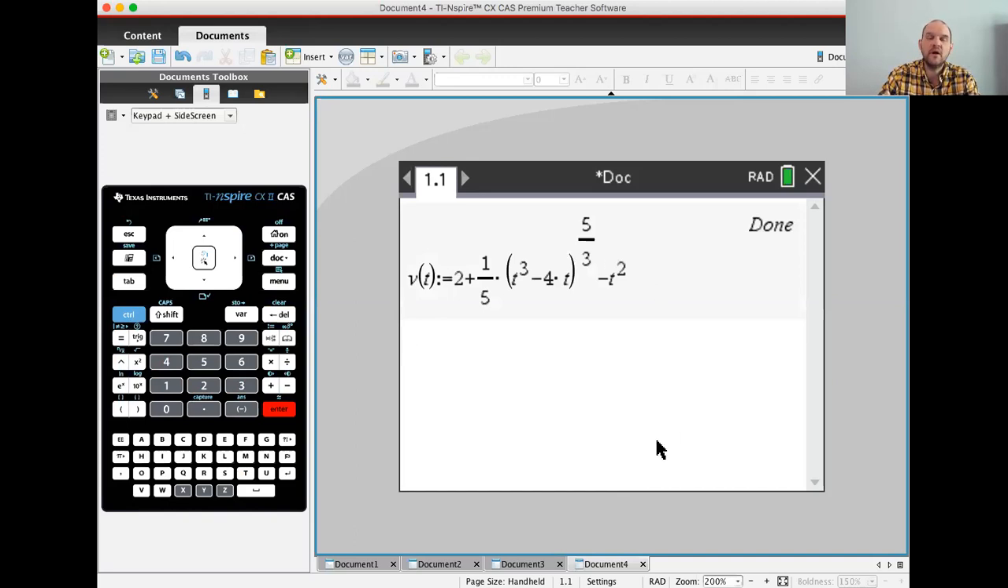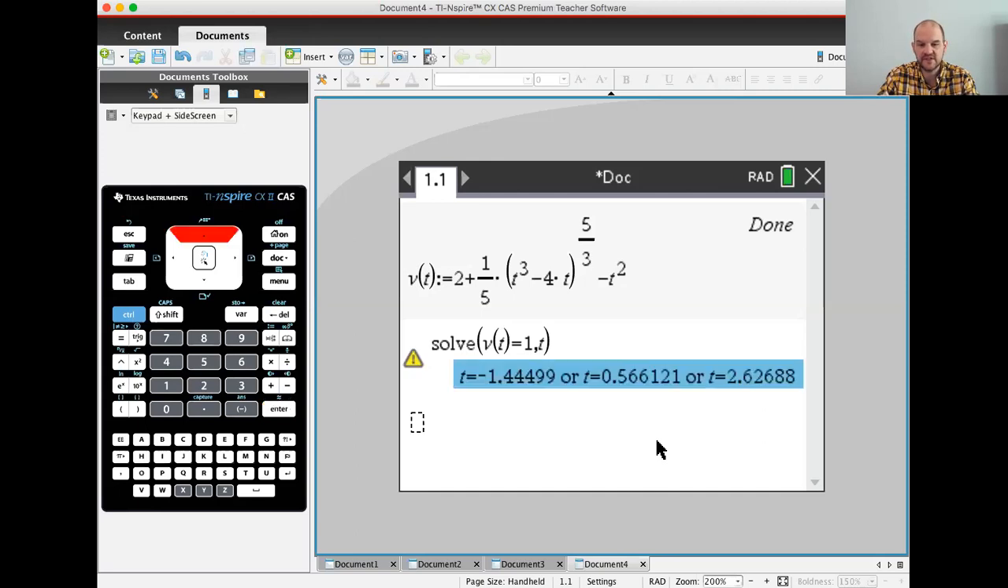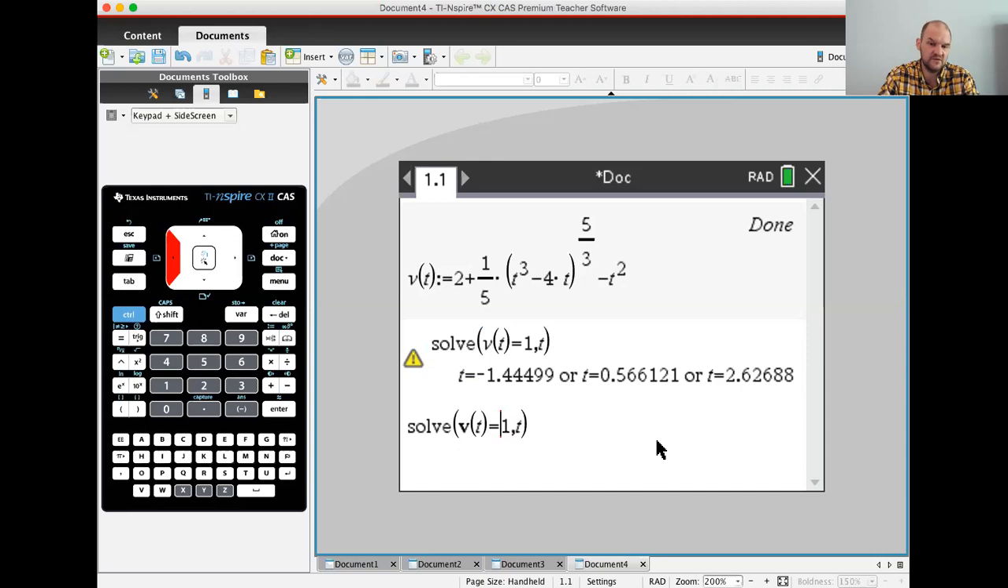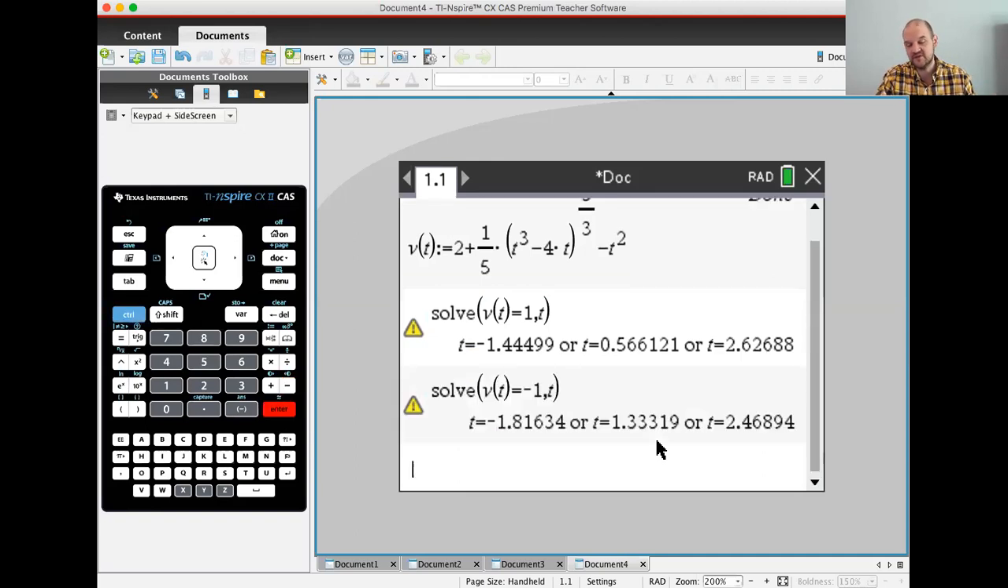All right, one option is I could try to solve the absolute value of v of t equals 1. See what happens. Another option is if I really want to use solve, which apparently I do, I can solve v of t equals 1 for t and just get values of t. Okay, so I got 2 of them between 0 and 3. Then I'll solve when the v of t equals -1, right? Because if the absolute value equals 1, then either v of t equals 1 or v of t equals -1. So let's get that. So it's actually, there are 4 values.